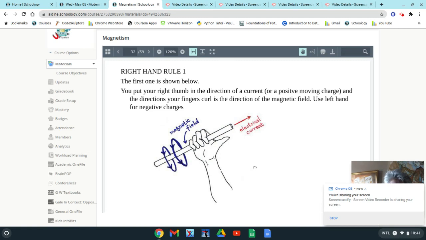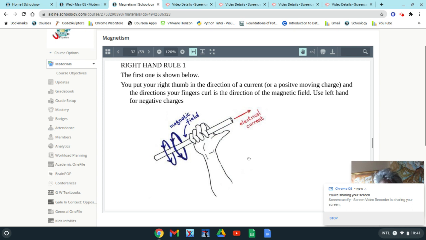So we have these three right-hand rules that allow us to figure out the direction of a magnetic field. One is you grab the wire where the current is going through with your thumb pointing the same direction as the current, and the way your fingers turn is the direction of the magnetic field. Magnetic field goes that way, just like these lines are shown here.